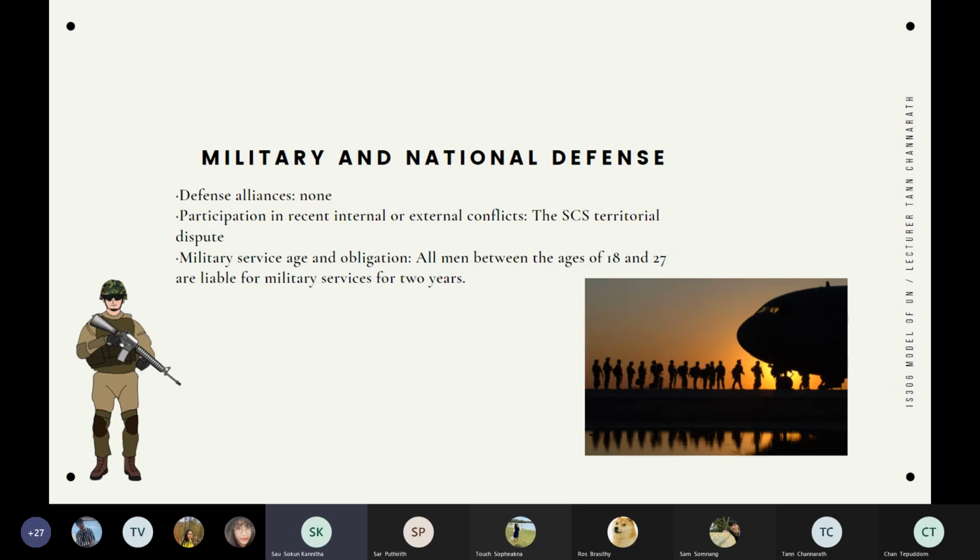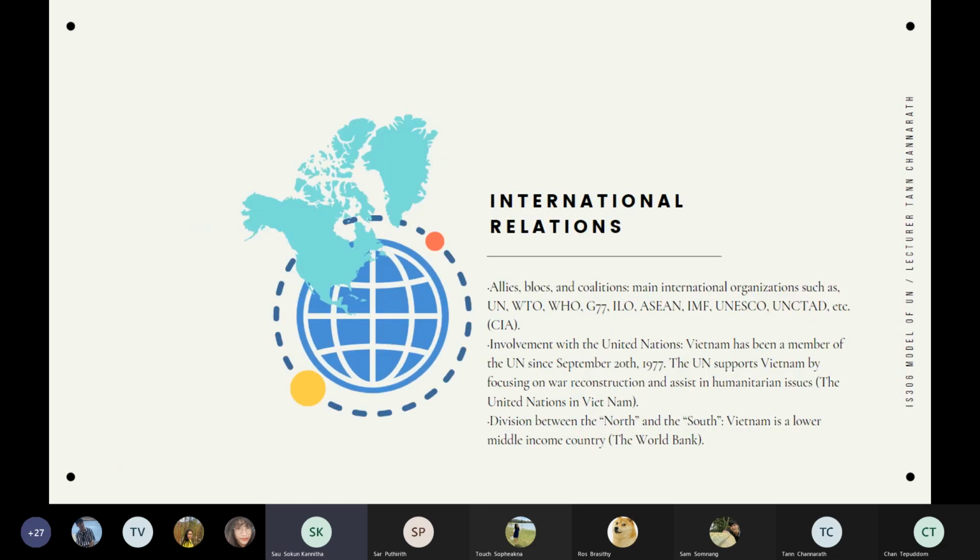Their male citizens are required to complete a 2-year military service. Next slide, please. And while it doesn't have any military alliance, it does share allies with other countries through international organizations such as the UN, WTO, WHO, and so on. And yeah, that is all.